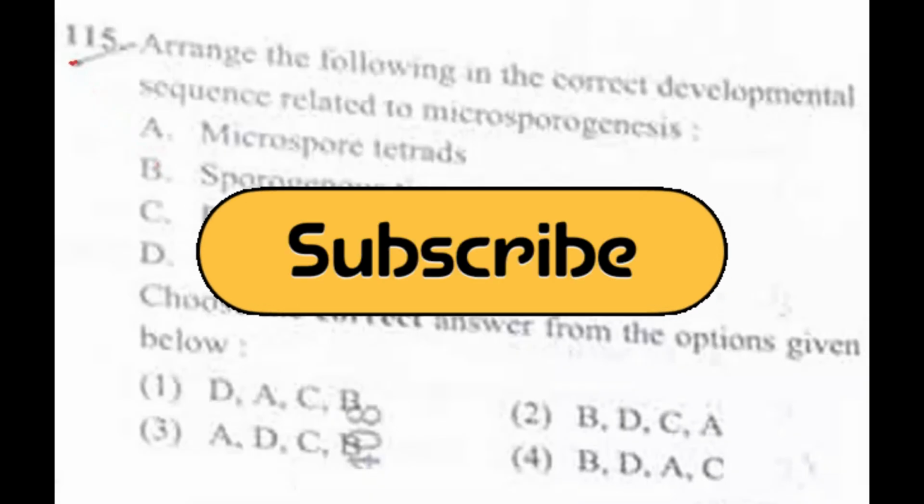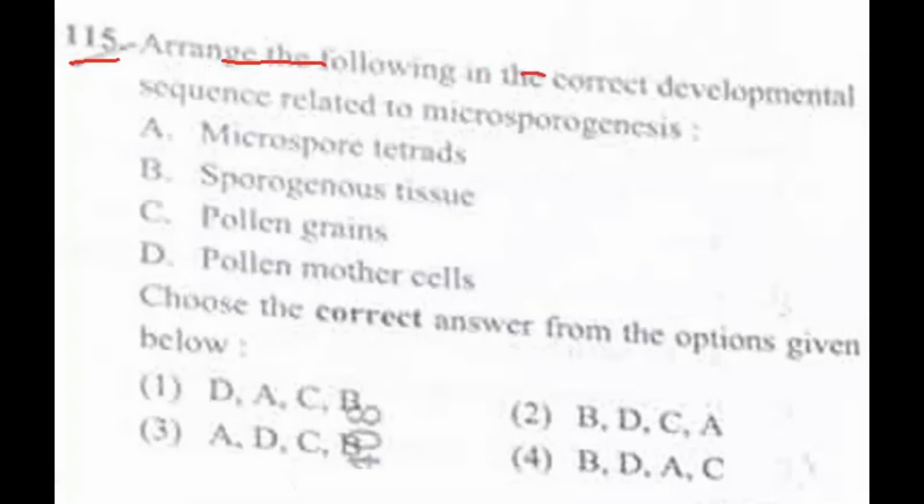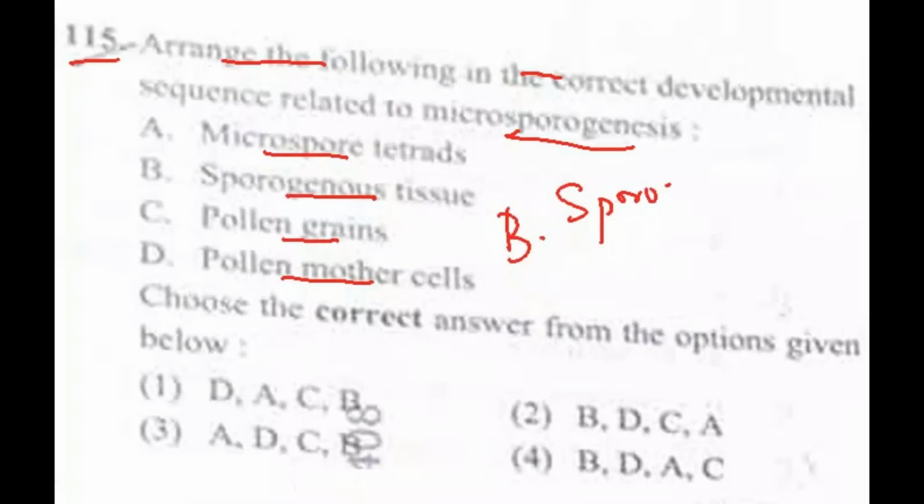Question number 115. Arrange the following in the correct developmental sequence related to microsporogenesis. A. Microspore tetrads. B. Sporogenous tissue. C. Pollen grains. D. Pollen mother cells. Choose the correct answer from the options given below. So what will come first? Sporogenous tissue only will come, which means B will come first.